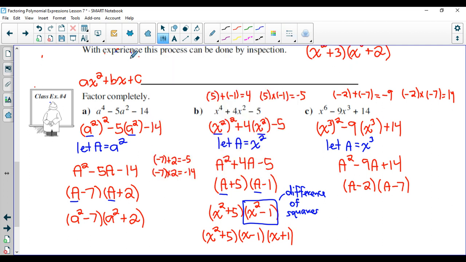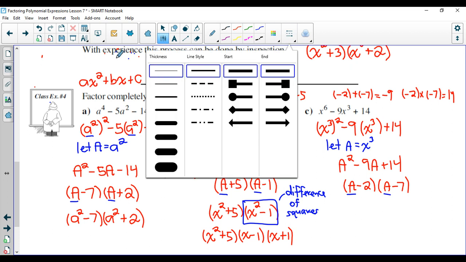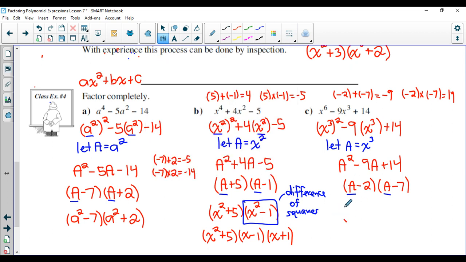But then we need to go back and replace a with x cubed this time, which would give you x cubed minus 2, and then x cubed minus 7. Okay, so this method we're using here to deal with these more complicated trinomials, I might refer to it as substitution.